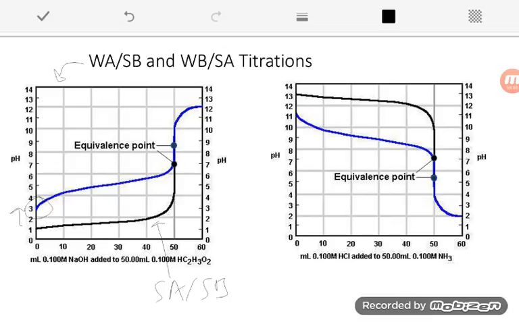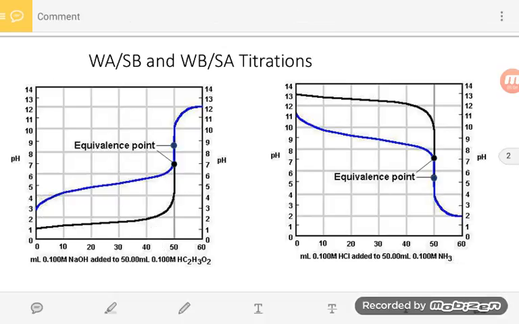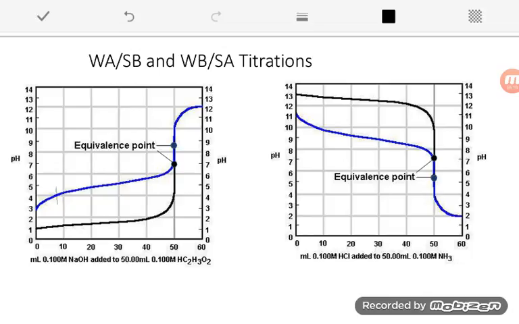It has a little bit of a different shape. It has this curve region right in here. And this region right in here is what's called the buffer region. The reason we call it that is because we're actually producing a buffer. So here is my buffer region.